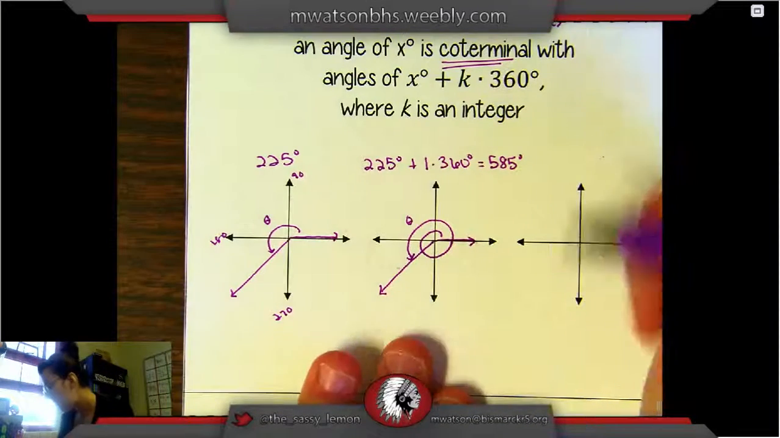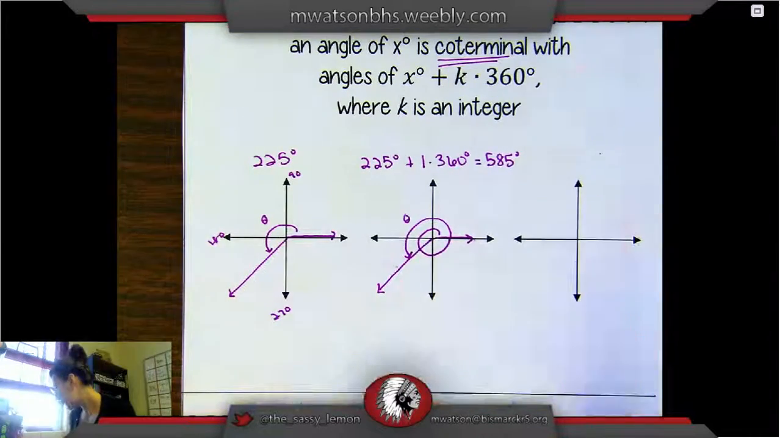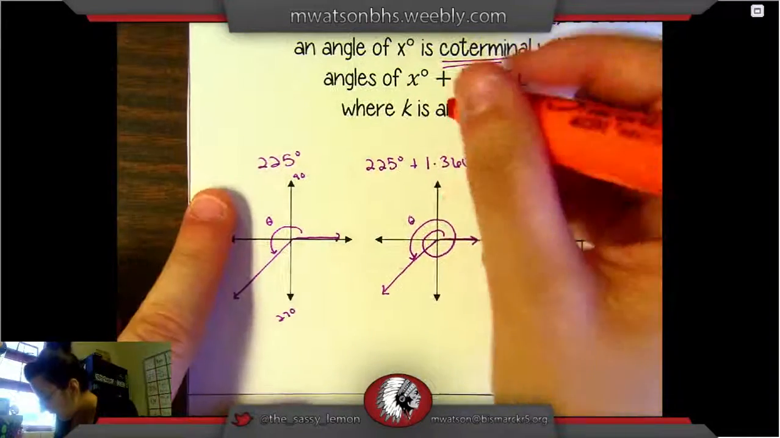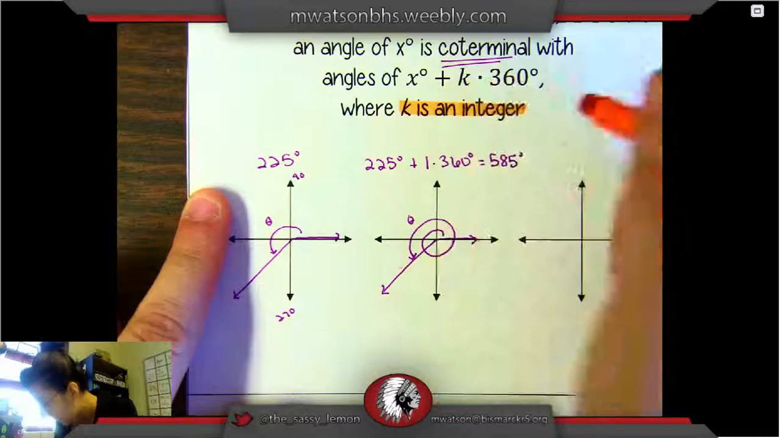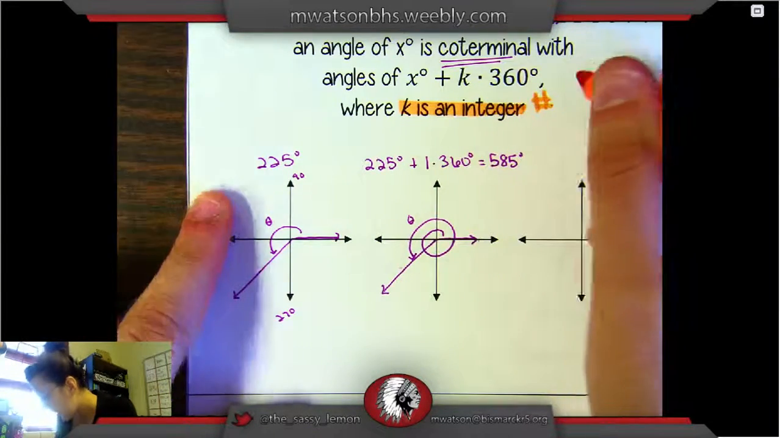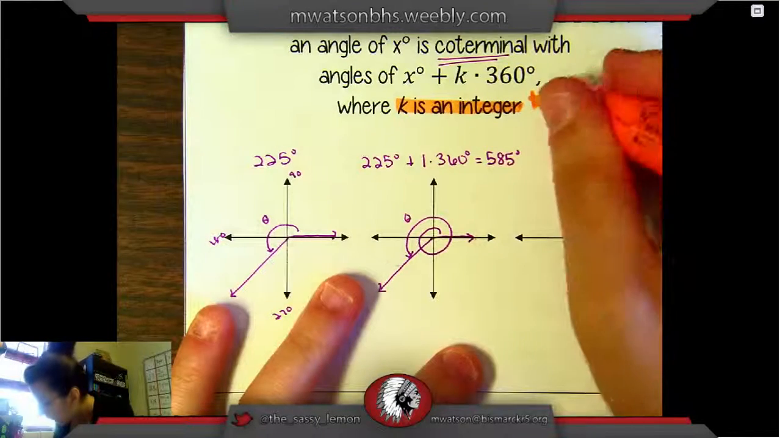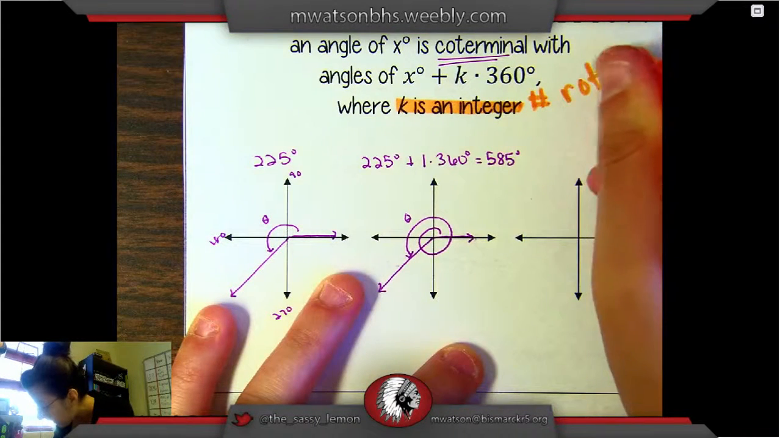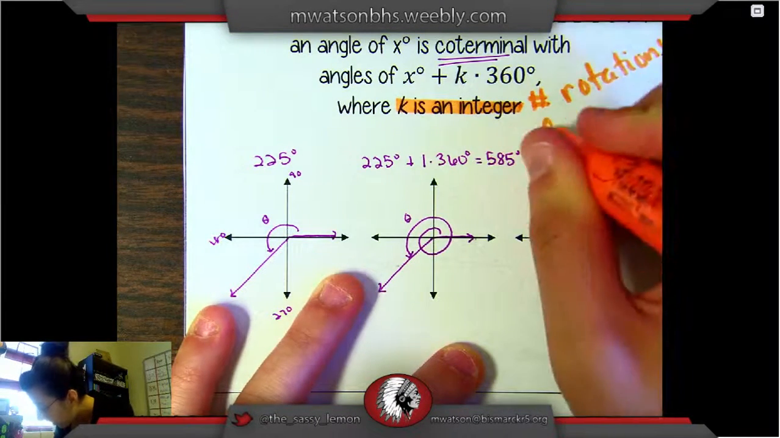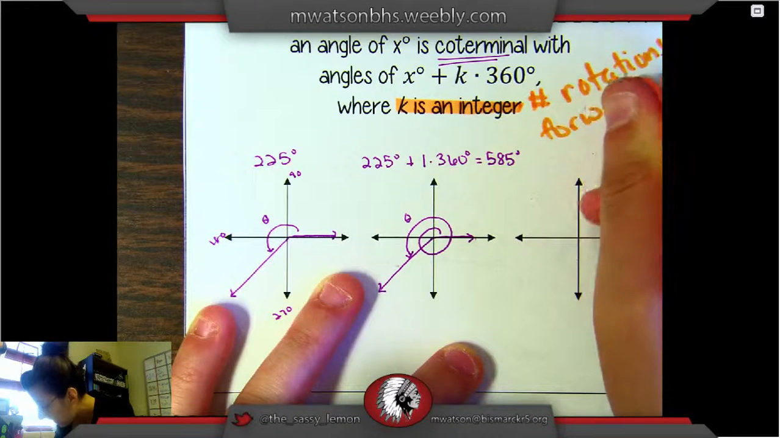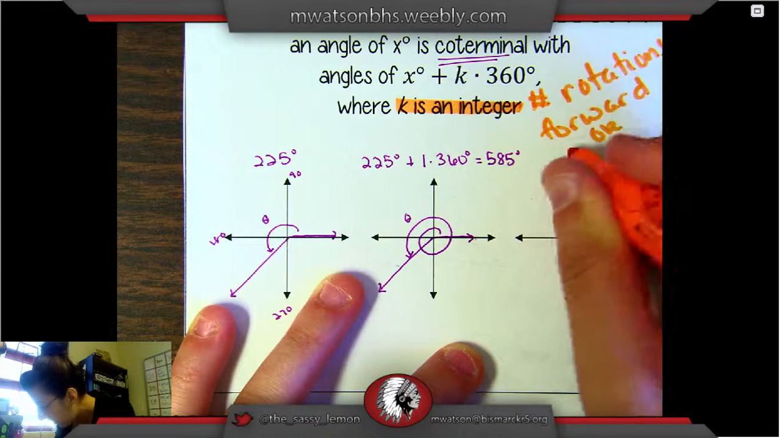So up here, let's make a note about that. First of all, k is an integer, meaning that k is a number, and it's really the number of rotations forward or backward.